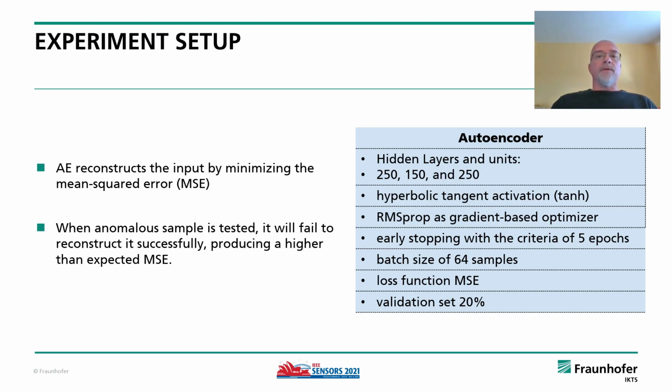The employed architecture consists of 3 hidden layers with 250, 150, and 250 neurons respectively. Both encoder and decoder layers use hyperbolic tangent activation function and root mean squared propagation as gradient-based optimizer. To avoid overfitting on such a network with relatively small capacity, we used early stopping with a criteria of 5 epochs without improvement in the loss of the validation set.